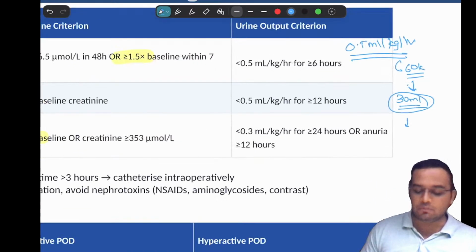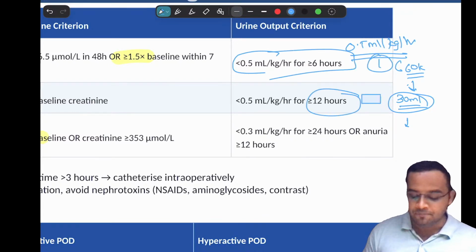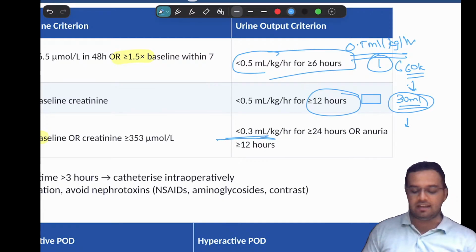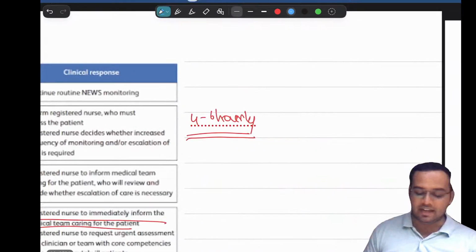So whenever the urine output falls below 0.5 ml per kg per hour for 6 hours or for 12 hours, it is stage 1 and stage 2 respectively. And if it falls below 0.3 ml per kg per hour or there is anuria, it is nothing but KDIGO stage 3.